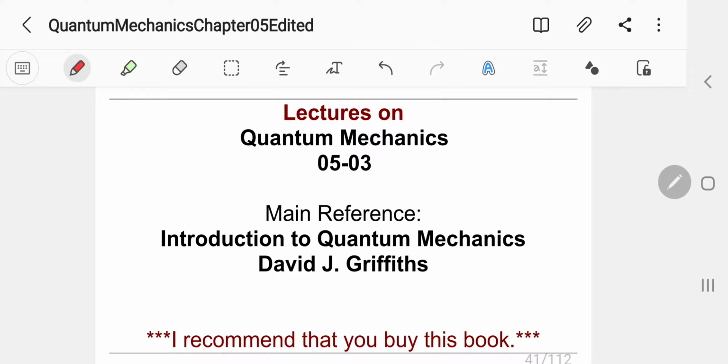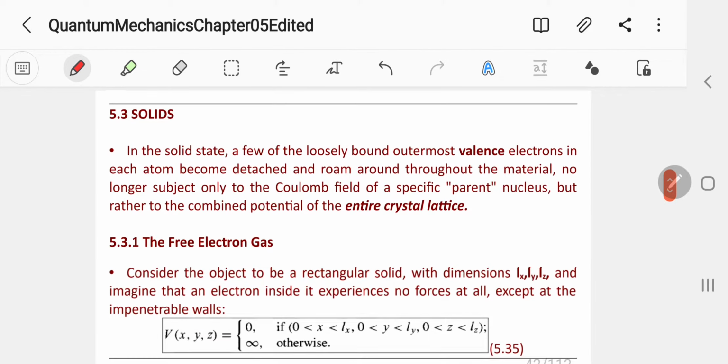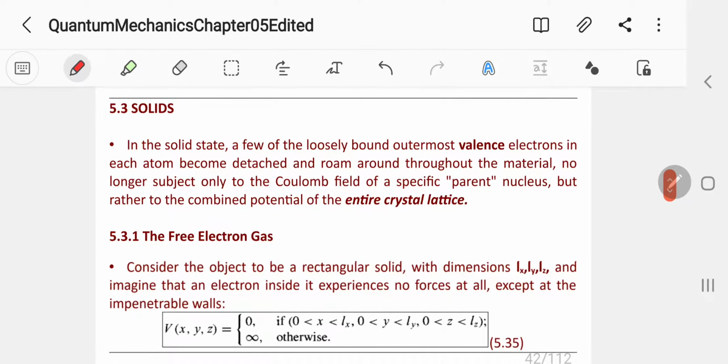For this lecture, we will study about solids. So we've studied about atoms, and about how the electrons are arranged in an atom, but in this case, we're taking the atoms into a group and we're looking at solids and how the electrons behave in solids.